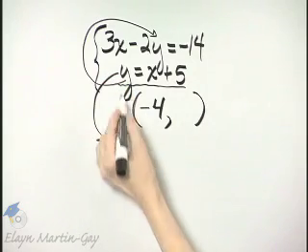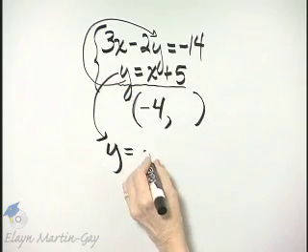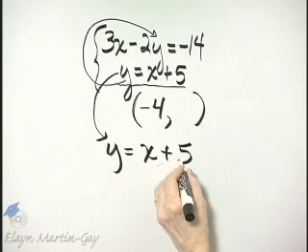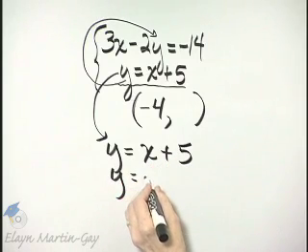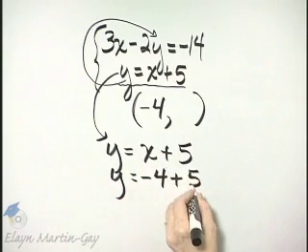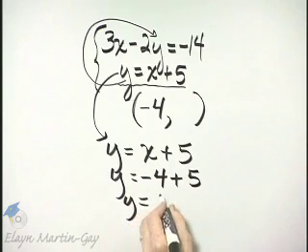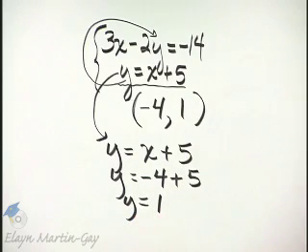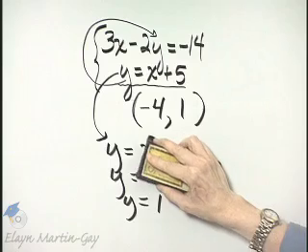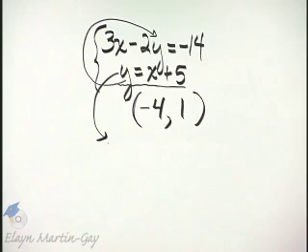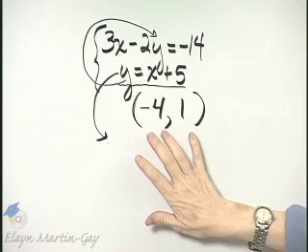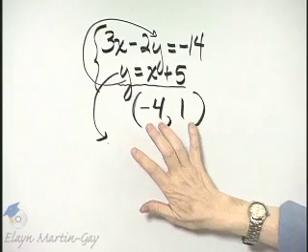It looks a bit simpler. y is equal to x plus 5. So y is equal to x, which is negative 4, plus 5, or y is 1. So there, this system does have one solution. The solution, it's an ordered pair solution, has coordinates negative 4, 1.